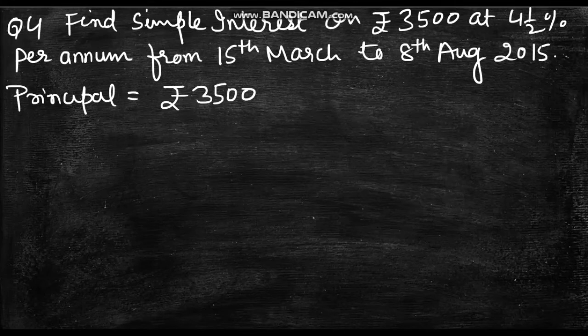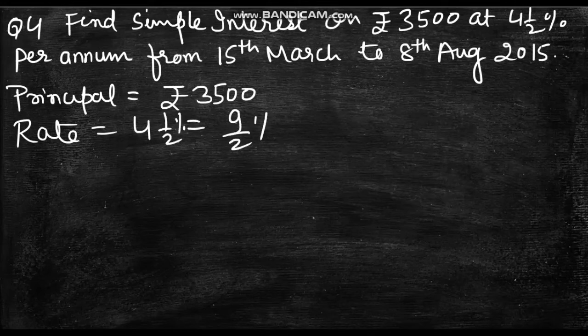Now time. First of all, write down rate. So rate is equal to 4.5%. So children, if you change it, you will get 9/2%. Now let us calculate time. In the previous question we have calculated, so you will be getting the idea here also. We have deposited the amount on 15th March. That means in the month of March, we will not take the first 14 days.